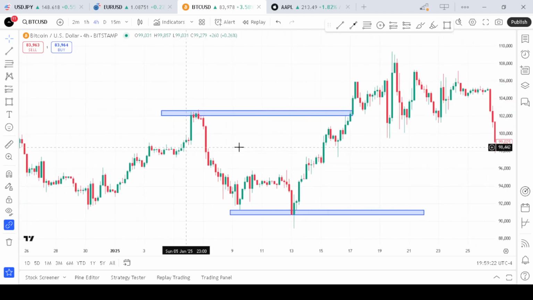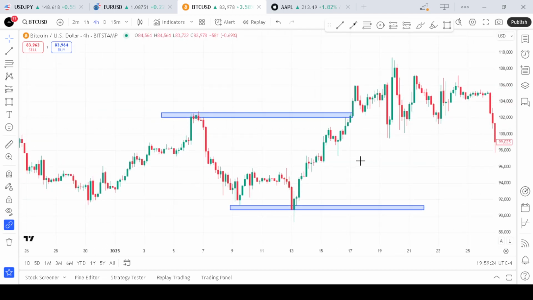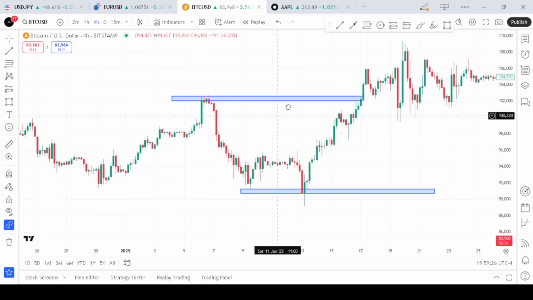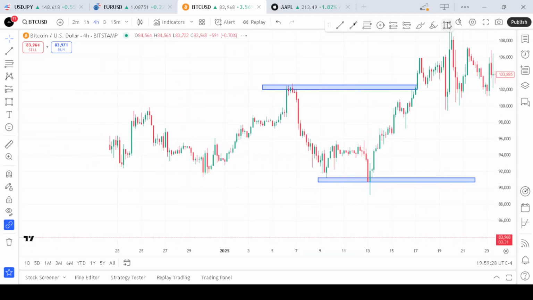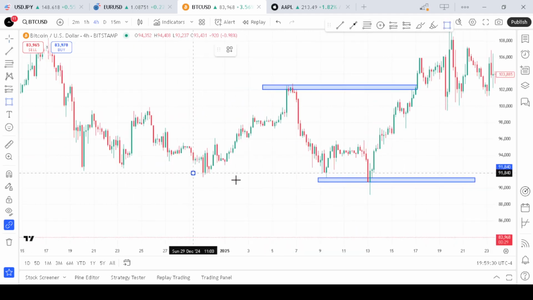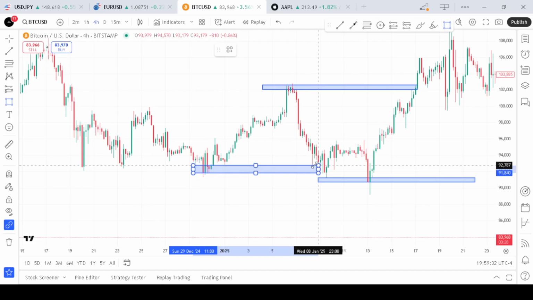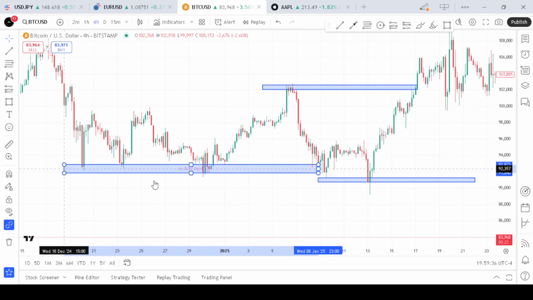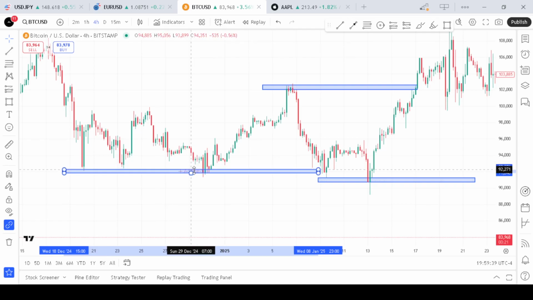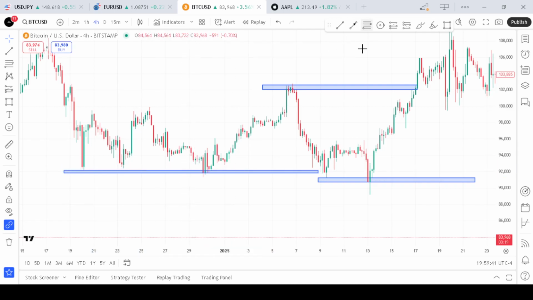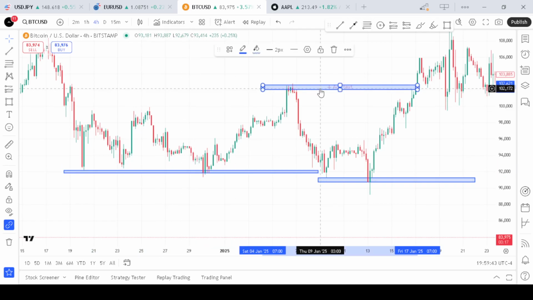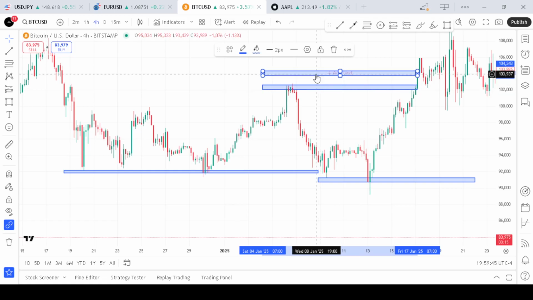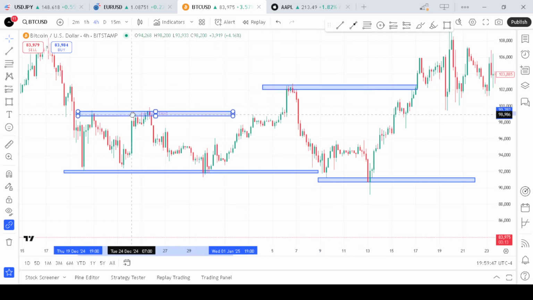These are areas where price has reversed direction multiple times on the chart. This is a strong support area because it has been tested multiple times. This is also a strong resistance area. It has been retested so many times.